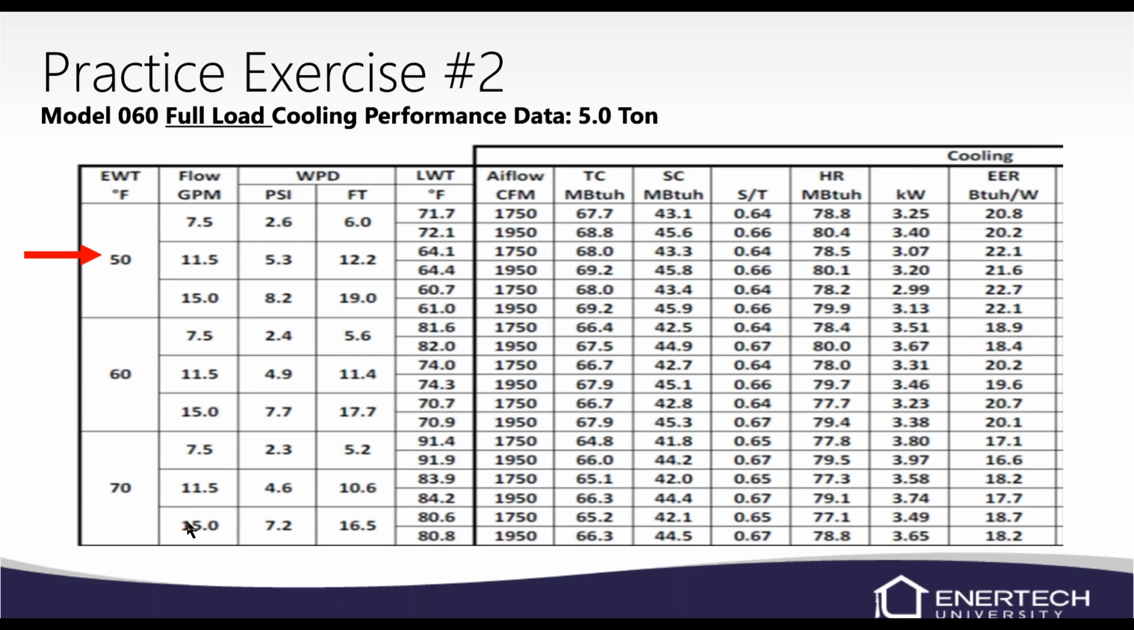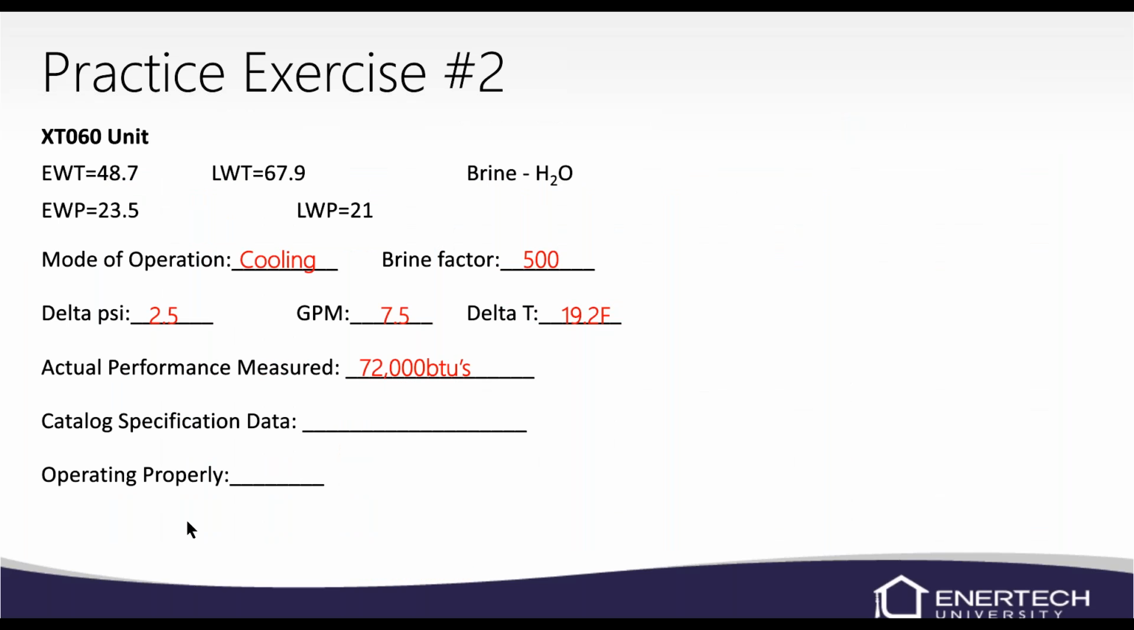So again, we had 50 degree entering water, 7.5 GPM, and 1950 CFM. So now we're on the heat of rejection. Don't go to the heating side of the chart, go to the cooling side, and we'll check HR. We'll follow that down to the 1950 CFM. Actually, it's up one chart, the 80,400 BTUs. So we measured 72. The catalog specifies it's 80,400 BTUs.